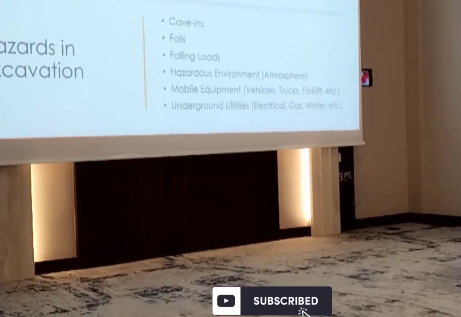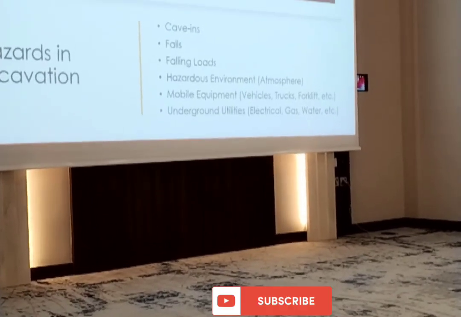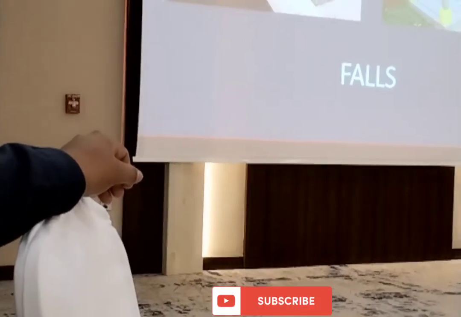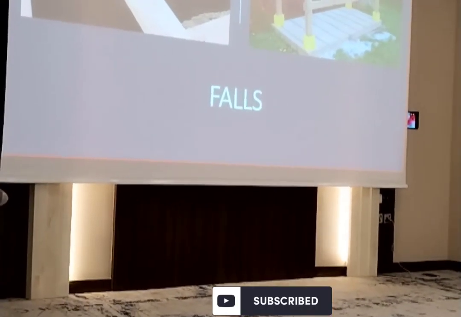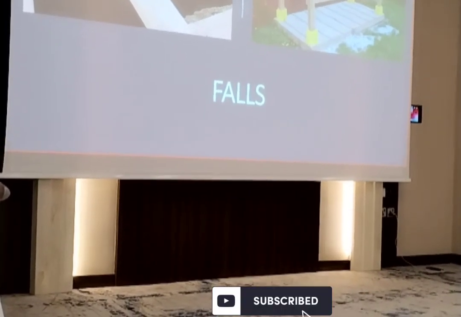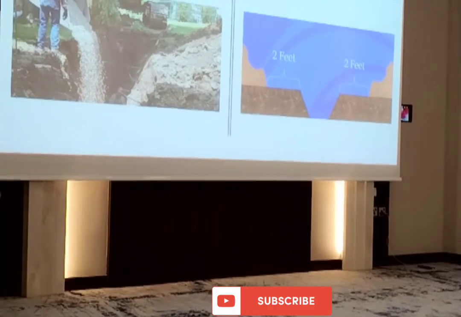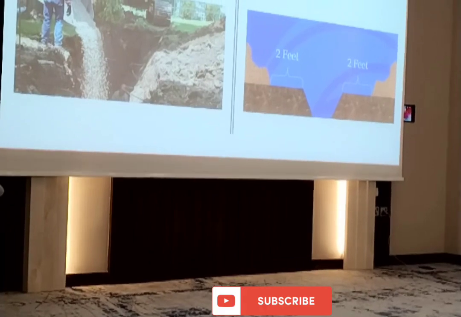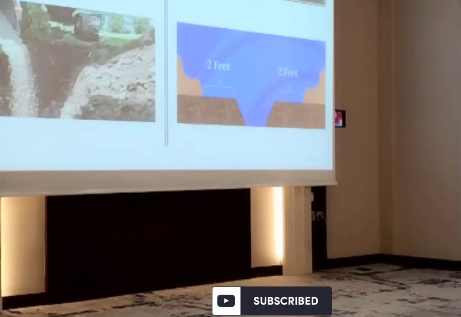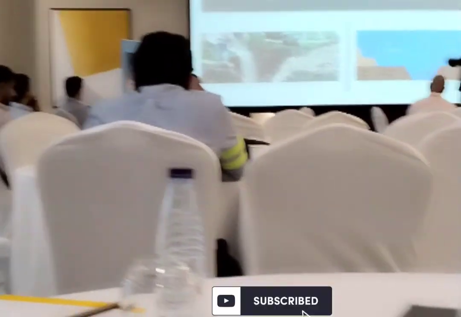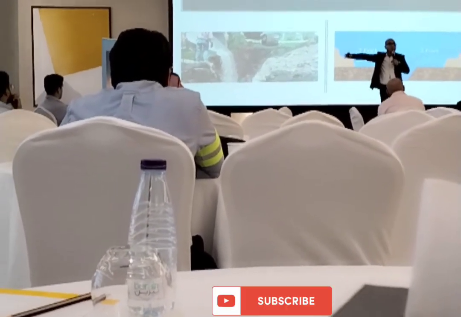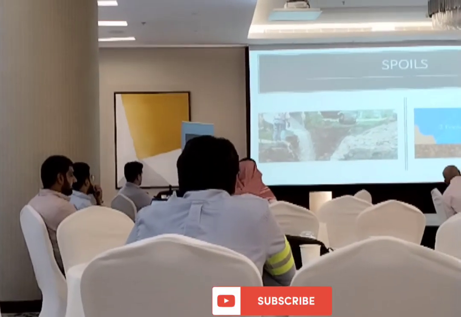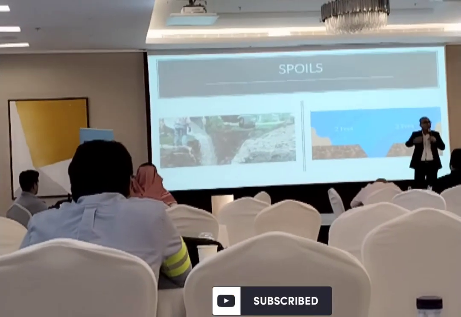Mobile equipment and underground utilities. So we'll see this one by one. So this is an example of a fall. If you have an excavation, don't do this. Do this. Pretty straightforward. If you have an excavation, make sure that the excavated soil, we call that spoils, is at least 2 feet from the edge of the excavation. If you have bigger space, the farther, the better. So don't limit yourself to 2 feet only. If you have a restricted space, then okay, that would be the limitation.